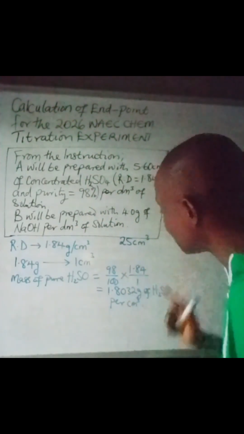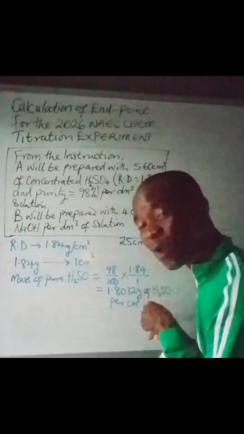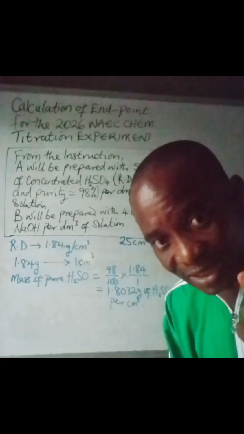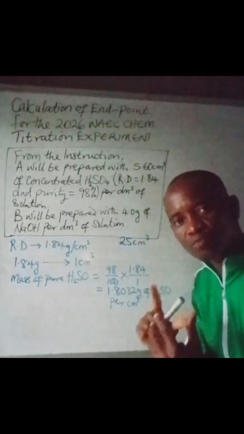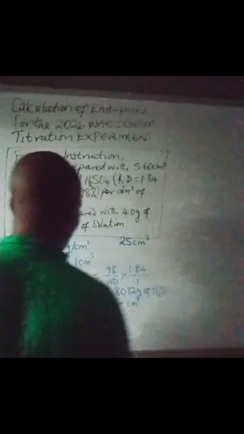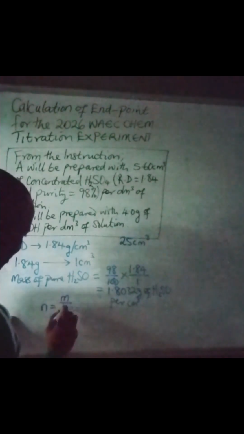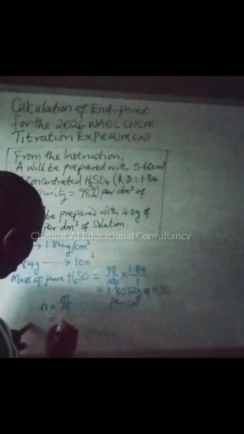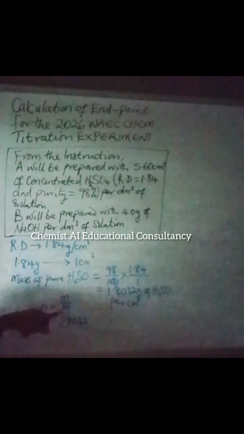Now, we have found out how many grams of pure sulfuric acid are in 1 cm³. Because we are working towards calculating the concentration in mole per dm³, we are going to convert this gram per cm³ to mole per cm³. To do that, you know the formula for number of moles. Number of moles equals mass over molar mass, right? The molar mass of sulfuric acid, you calculate it. The mass here is 1.8032 over the molar mass of sulfuric acid.